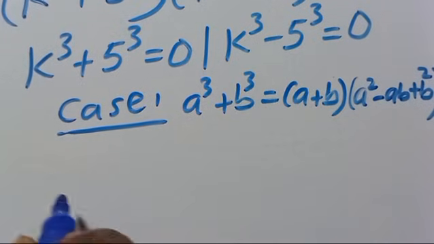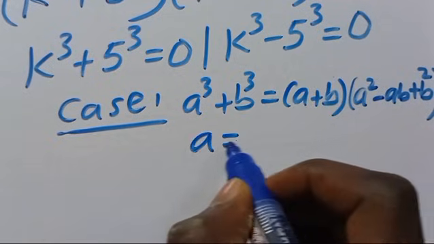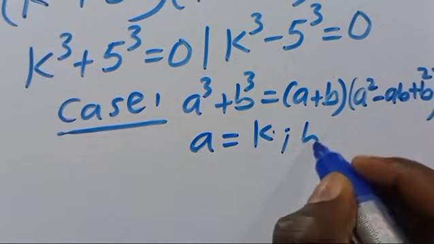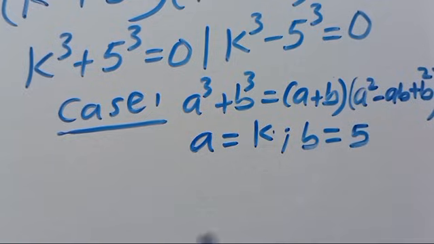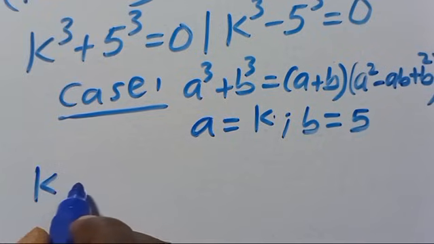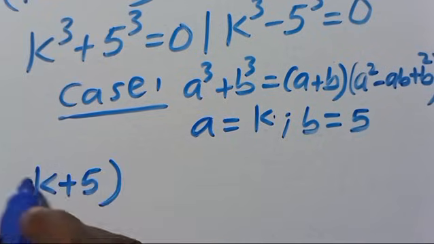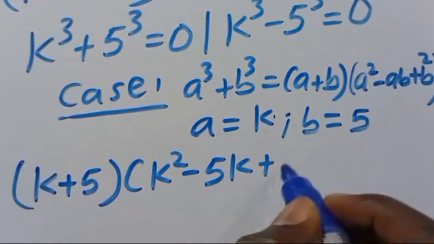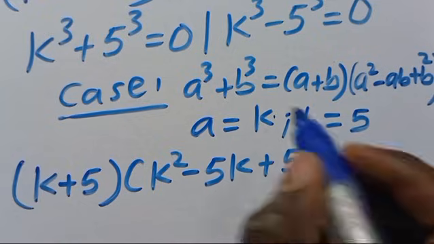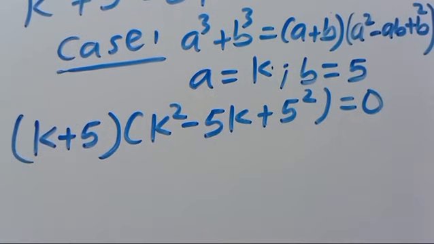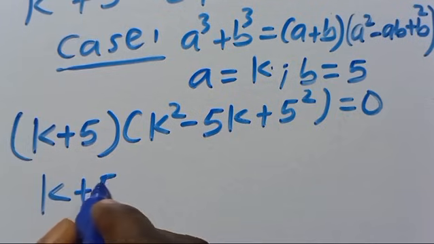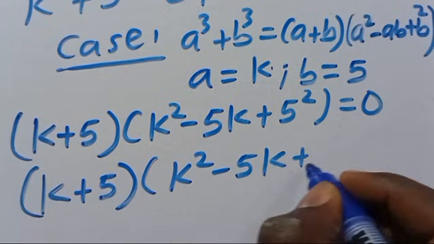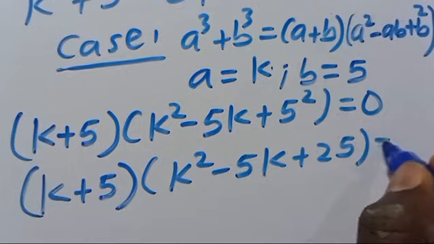So when we apply to this one, our a will be equals k. Sorry, our a will be k. Then our b will be equals 5. So from here, we're going to have k plus 5 multiplied by k square minus 5k plus 5 square. Then we set it to be equal 0 from here. And so we have k plus 5 in parentheses multiplied by k square minus 5k plus 25. 5 square will give us 25, then equals 0.